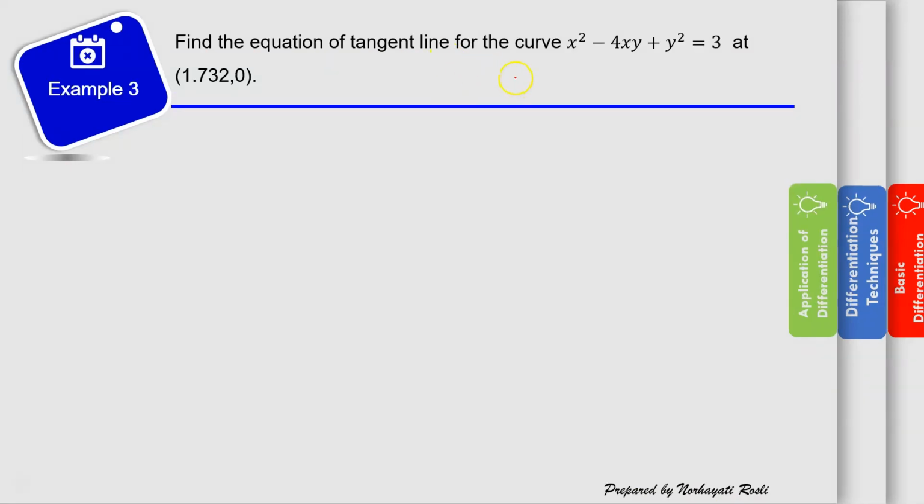So now class, we go to the third question. The third question actually involves implicit differentiation.